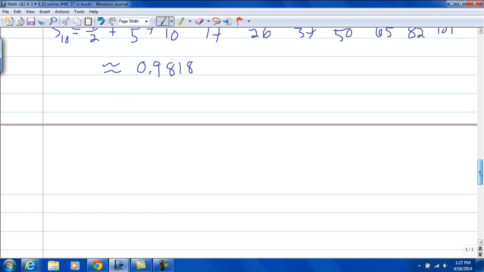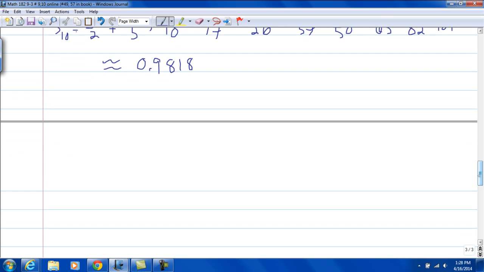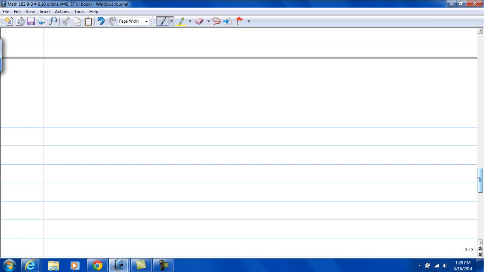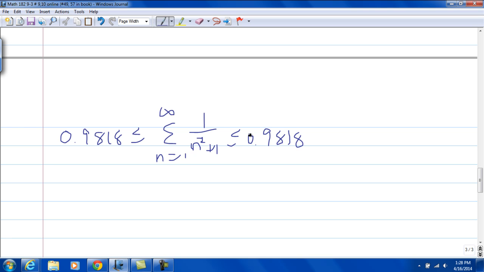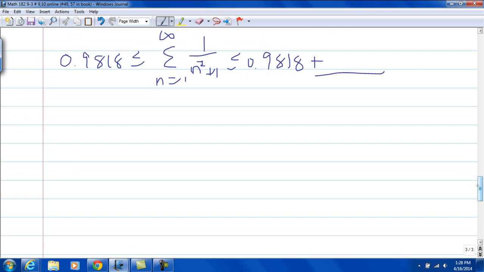Now the next part of this asks for that remainder, or approximation of the error. So 0.9818 is less than or equal to the sum as n goes from 1 to infinity of 1 over n squared plus 1, which is less than or equal to whatever we have on the high end, plus what? What's that something going to be? Let's figure it out. Well, we know 0 is less than or equal to r sub 10, less than or equal to the integral from n being 10 to infinity of 1 over x squared plus 1 dx.